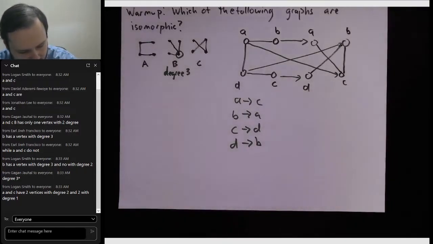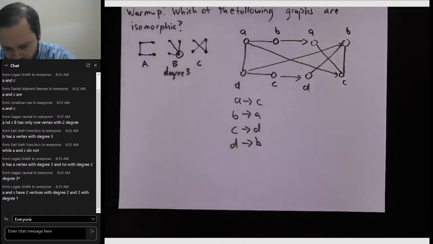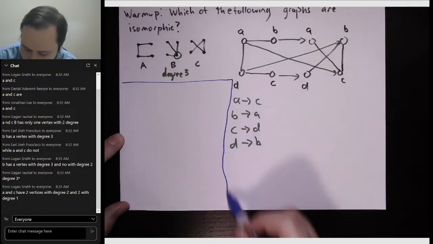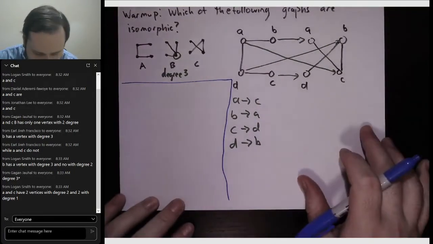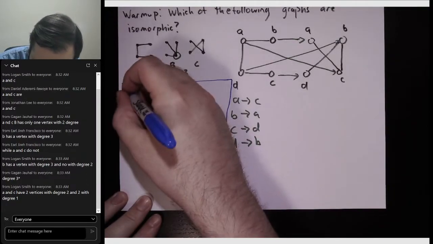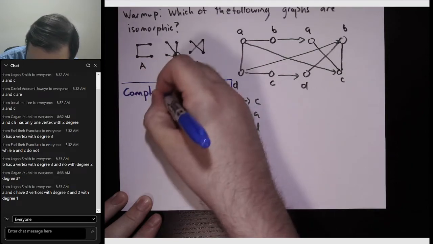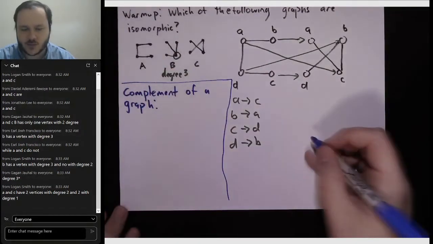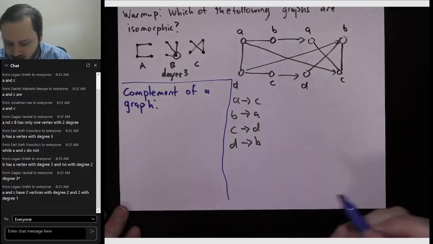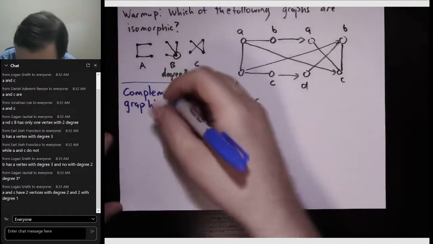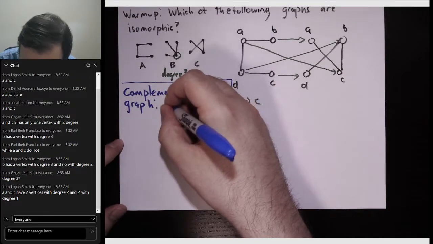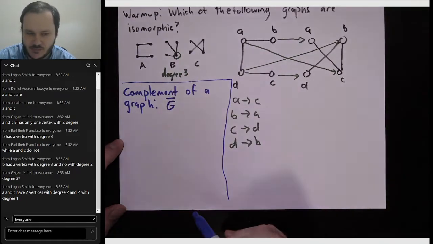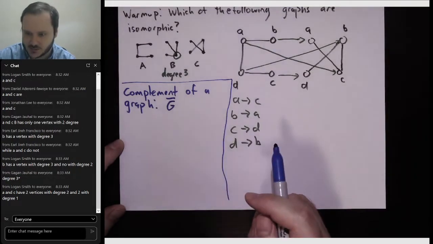Okay. So I want to shift to something else. I also want to keep this page up, so I'm going to cut off this little area. So the complement of a graph is a graph where I turn all of the edges into non-edges and all of the non-edges into edges. So G bar, just like we had a set complement, we put a line up top. For a graph complement, we also put a line up top.